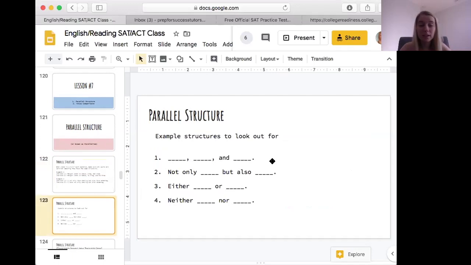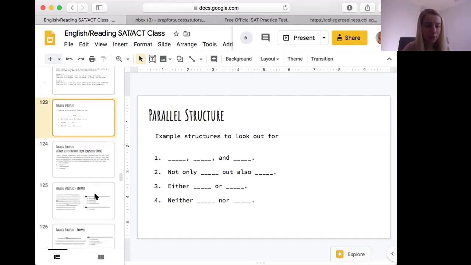It's either going to be a list like this, this, and that. It's going to be the not only but also structure that we just looked at, like not only this happened, but also that happened. Maybe an either or, either this happens or that, neither this nor that, prefer this over that. Pretty much anytime that you could plug in a this and that in the sentence, that's how we're dealing with the parallel structure. Right, so let's go ahead, let's do a couple practice problems for this.